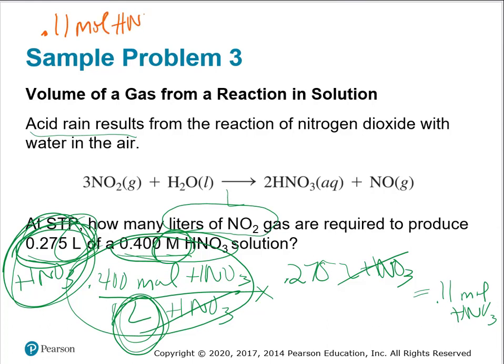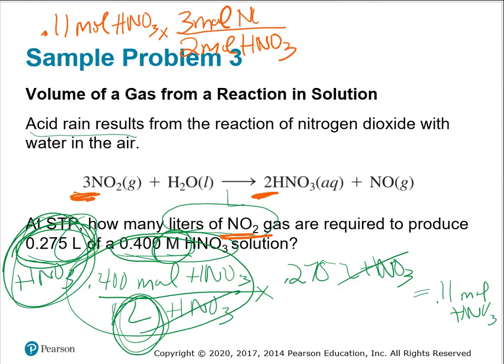0.11 moles of HNO3. Once I have moles of something, I can hop from HNO3 to, we want NO2 over here. So I would say that for every 2 moles of HNO3, there are 3 moles of NO2. Let's see what that is. And that gave me 0.165 moles of nitrogen dioxide. Now at standard temperature and pressure, we know that for 1 mole of any gas, there is 22.4 liters of it. So I'm going to write that conversion factor.